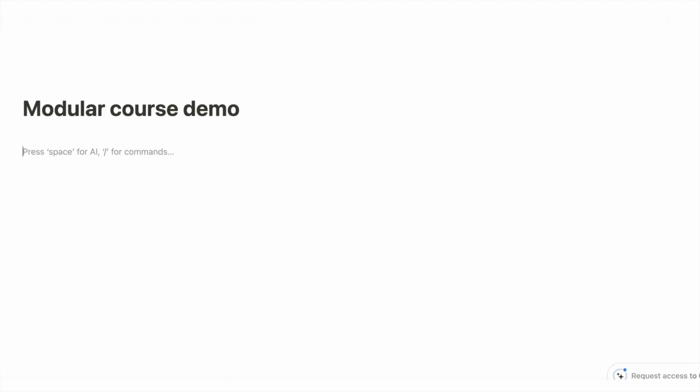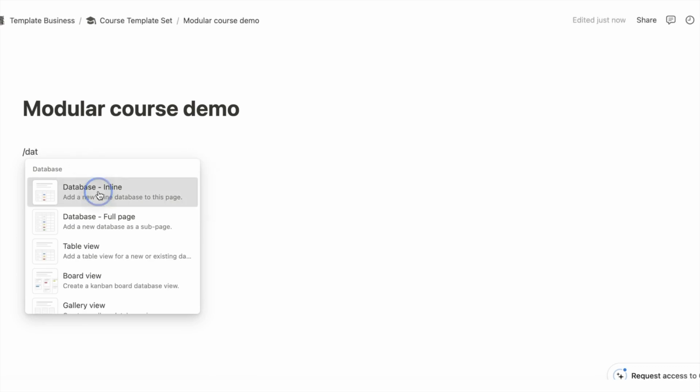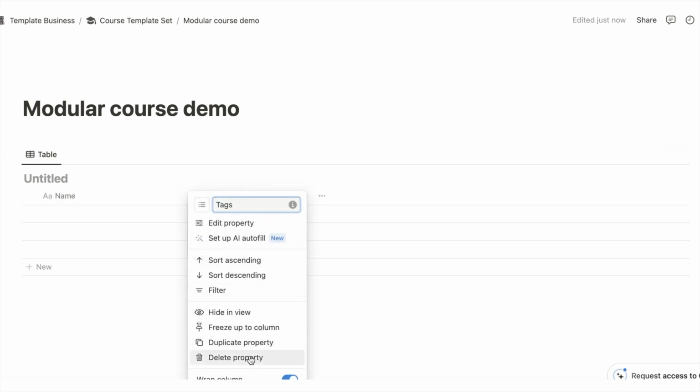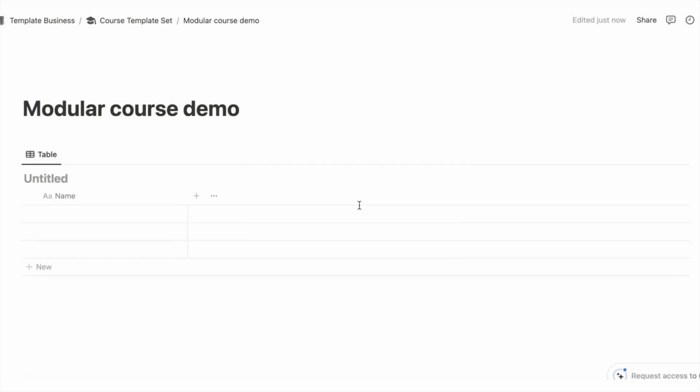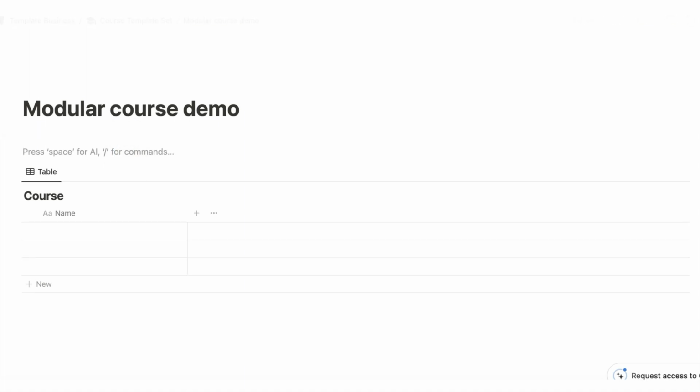Again, I'm going to leave a space, and then I'm going to click / and I want to create a database, and I want to select inline database. Now, I don't actually need much in this database, so I'm going to delete this property. I just want name. I'll give the table a name for now. I'll just call it course. And I'm going to add another line just by clicking enter up here.